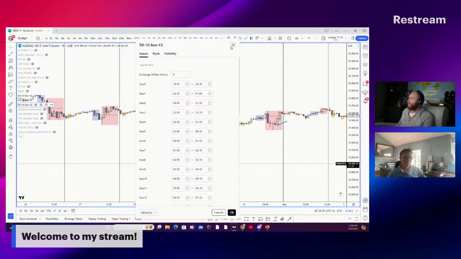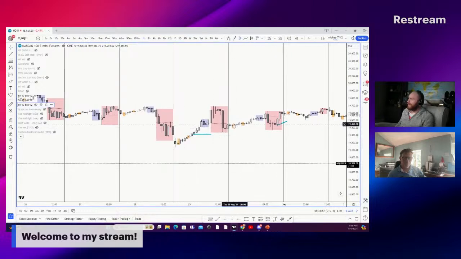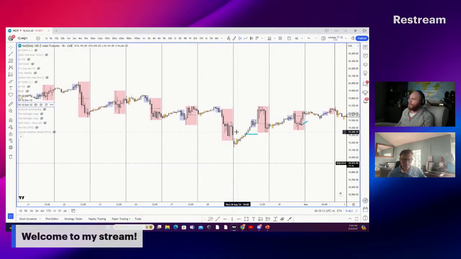Okay. And this is from 1845 to 2045. This is from 2300 to 01. This is from 445 to 09, right? These are high probability retracements throughout the day, right?